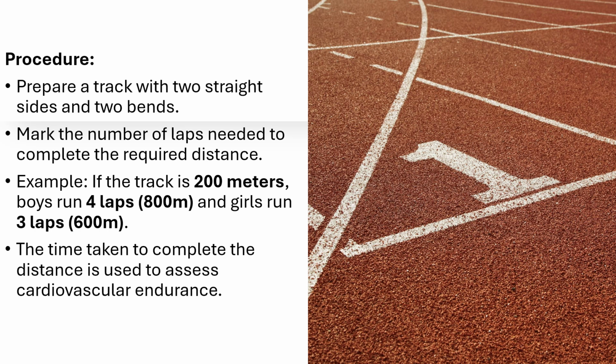Procedure: prepare a track with 2 straight sides and 2 bends. Mark the number of laps needed to complete the required distance. Example: if the track is 200 meters, boys run 4 laps, 800 meters, and girls run 3 laps, 600 meters. The time taken to complete the distance is used to assess cardiovascular endurance.